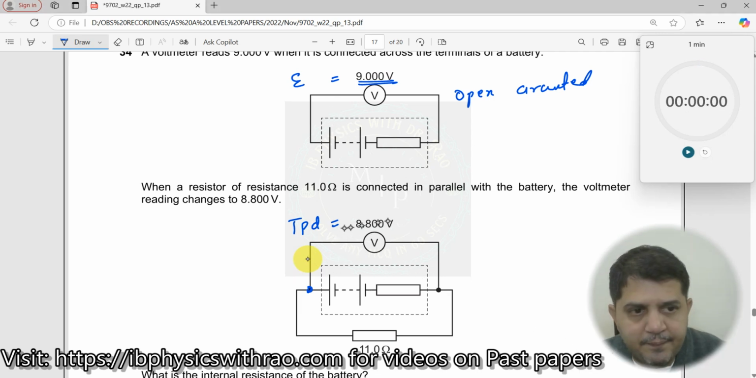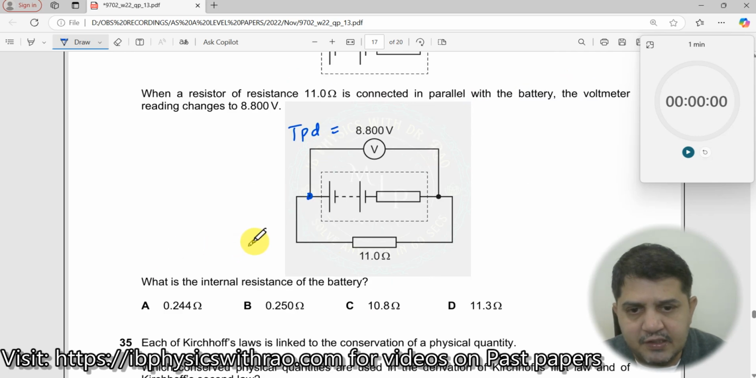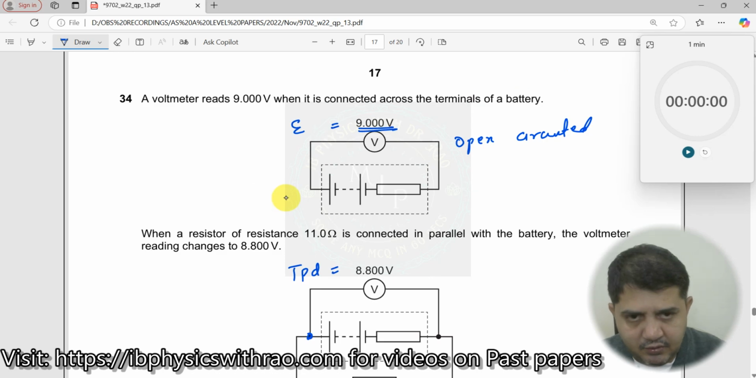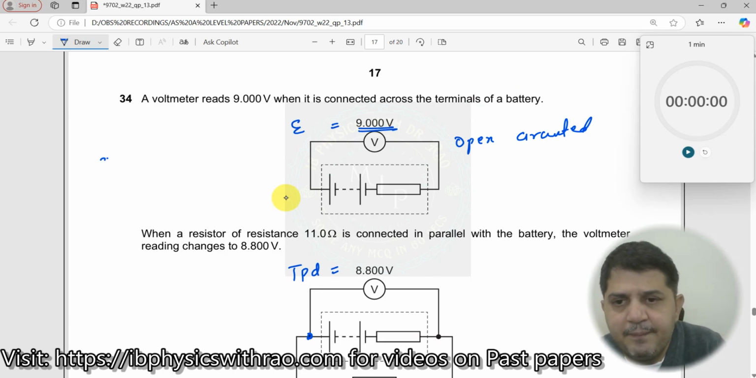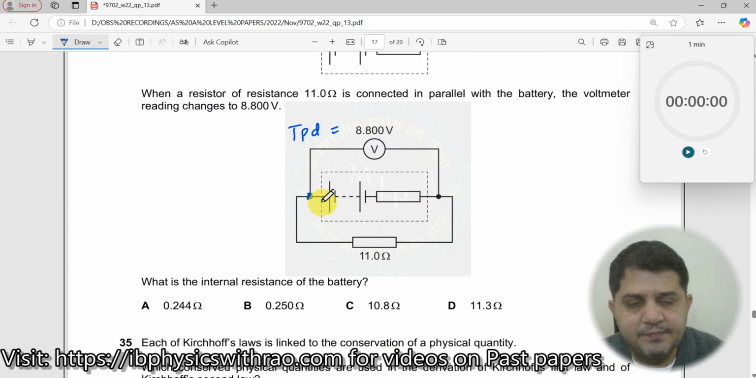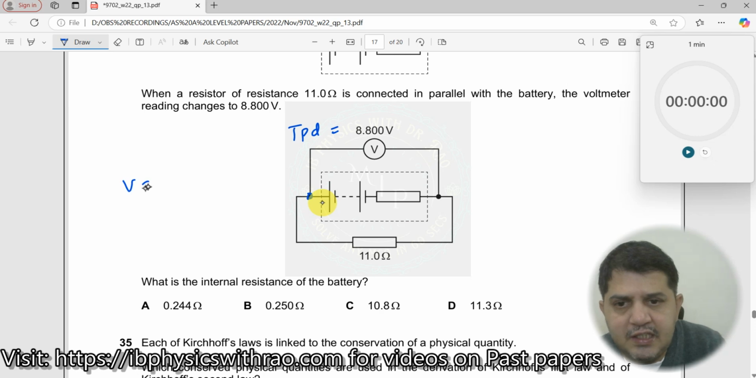Next, what should we do? The voltmeter changes to this much. What is the internal resistance of the battery? Simple. Now, how are these related? Very simple formula: E minus IR is equal to V. This is how it has been related. Now, this is your V, and from here we know that V is equal to 8.8 volt.